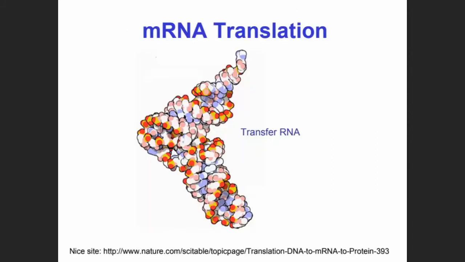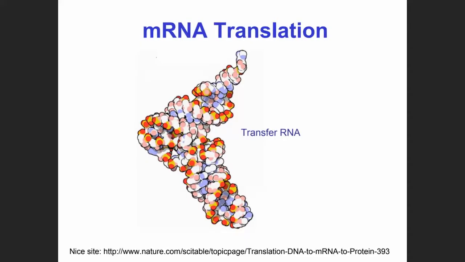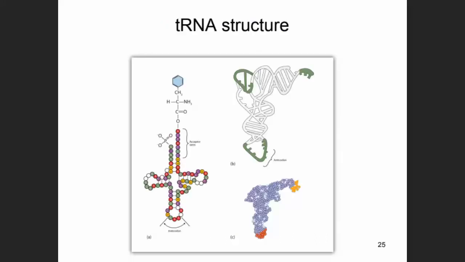I stop there for a minute and we go to another type of RNA that will play a role here once the messenger RNA is in the cytoplasm. We call it transfer RNA. And if you look at it, it's like an L. This transfer RNA has two regions. They have a region that attaches an amino acid, and they have a region that has an anticodon.